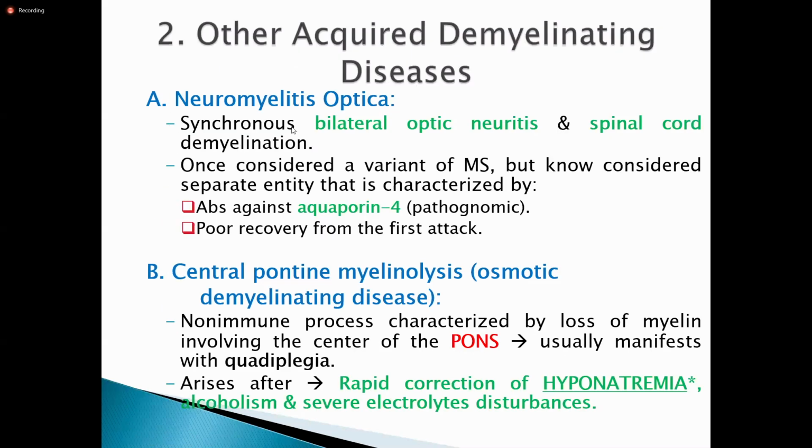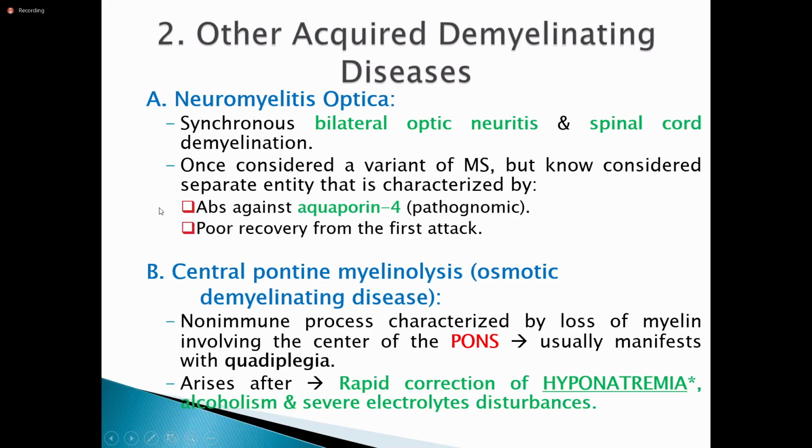Other acquired demyelinating diseases: neuromyelitis optica. Neuromyelitis optica بيشبه multiple sclerosis بس بيكون في bilateral optic neuritis. The main abnormality هي بالoptic nerve أو الoptic neuritis مع spinal cord. Antibodies against aquaporin 4 which is pathognomonic, يعني from the first attack، بالعادة بيكون ال course of the neuromyelitis optica.